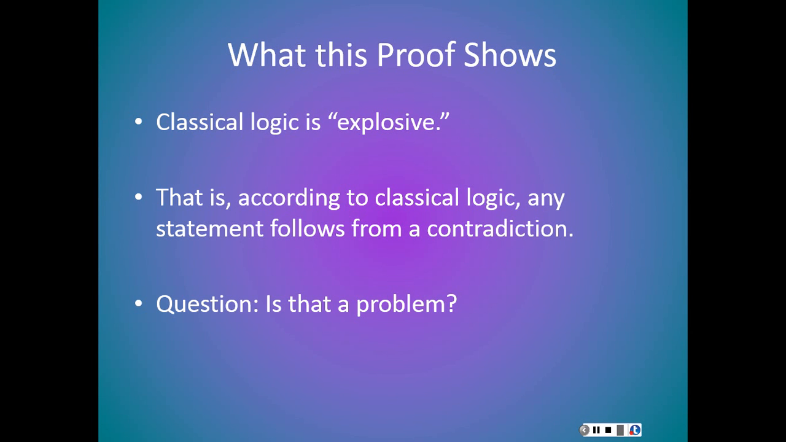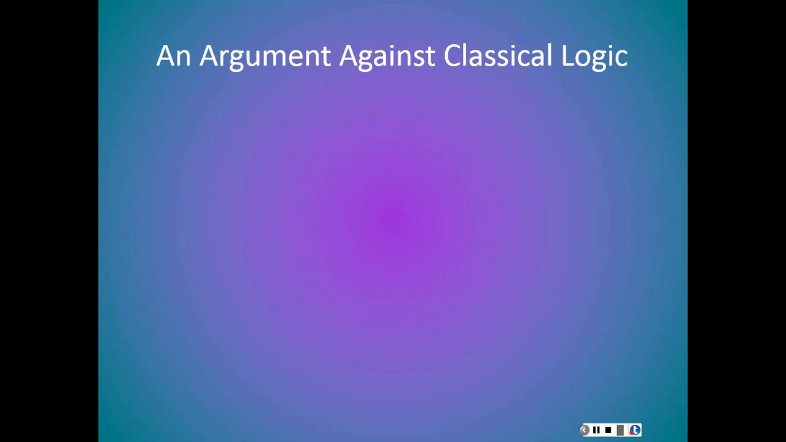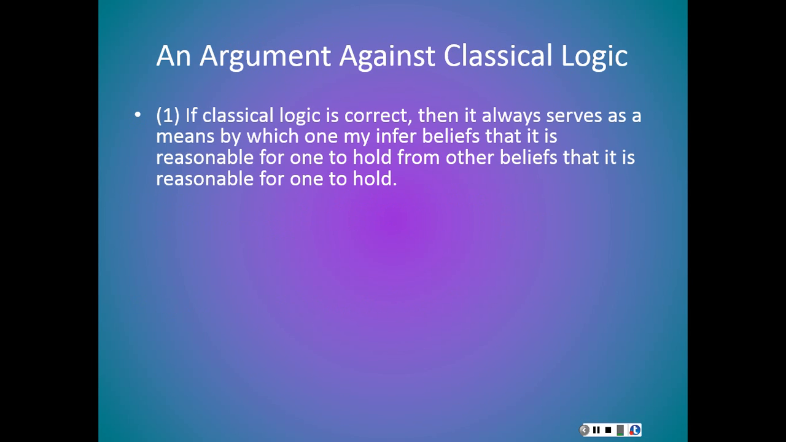So let me give you an argument against classical logic that exploits this feature of it. So here's our first premise. If classical logic is correct, then it always serves as a means by which one may infer beliefs that it is reasonable for one to hold from other beliefs that it is reasonable for one to hold. And at first glance, at least, this premise seems right. Seems like this is the point of logic. The point of logic is to show us what follows from what is reasonable for us to believe, so that we can go ahead and believe those things too.